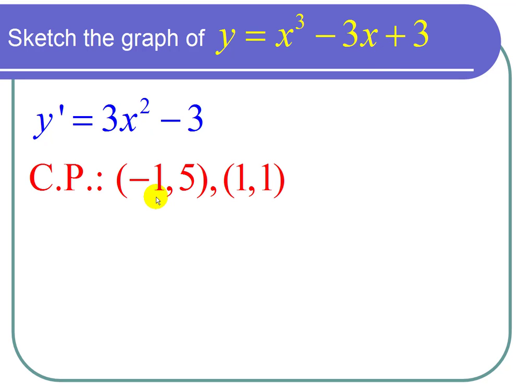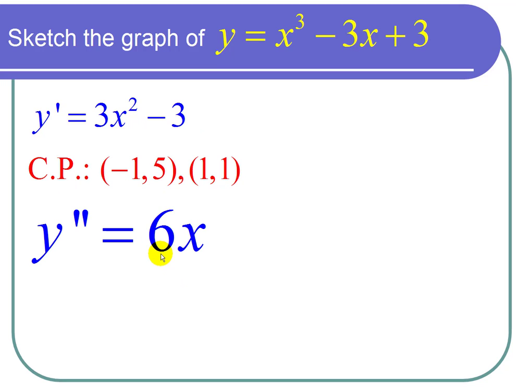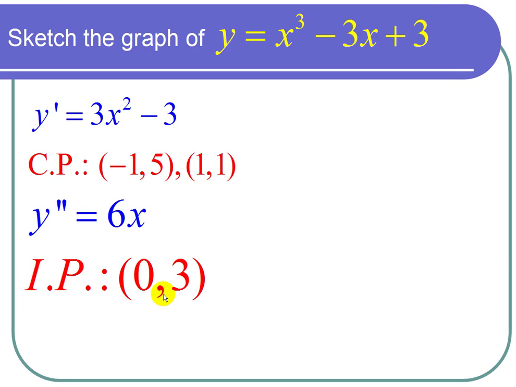Now let's find the inflection point. I take a derivative, and the derivative of 3x squared is 6x. Set that equal to 0, and x equals 0. If x is 0, then 0 minus 0 plus 3 is 3, and we get our inflection point at (0, 3). Now that we have the critical points and inflection points, let's draw a table to get the shape of the graph.